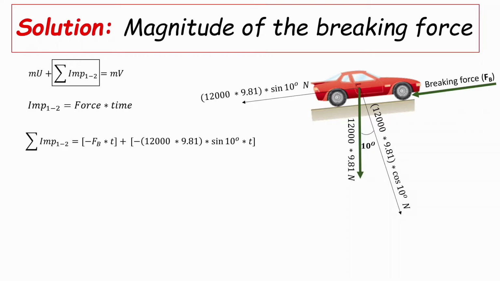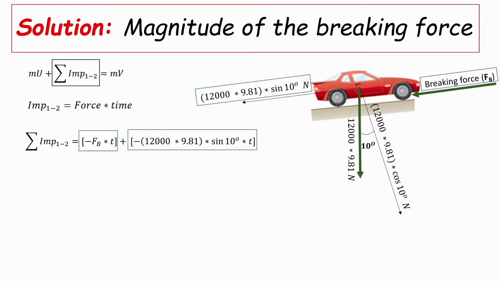And we can quickly see that the total impulse, or the summation of impulse acting on the car, is the sum of the impulse of braking force, as well as the impulse resulting from the component of weight of the car acting in the direction of motion of the car. These two force components take the negative sign because they are acting in a direction opposite to the direction of the car.